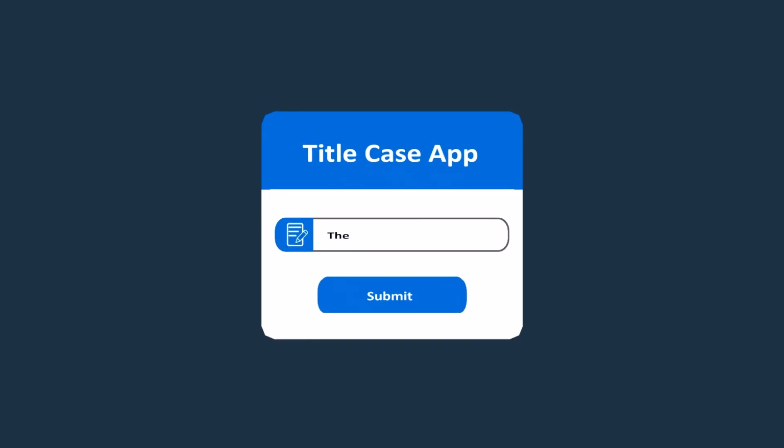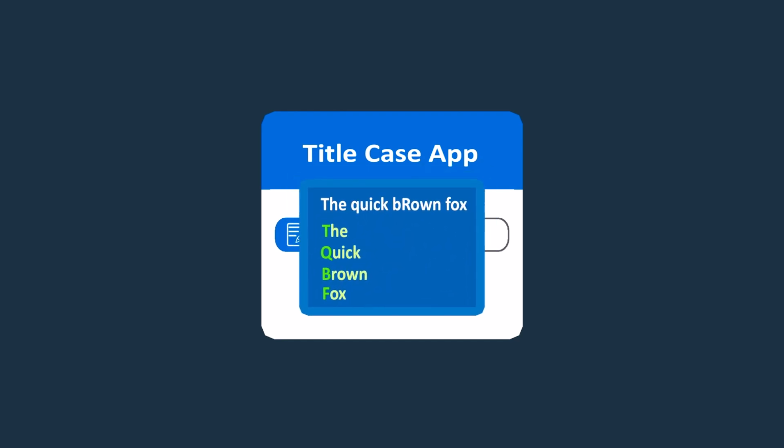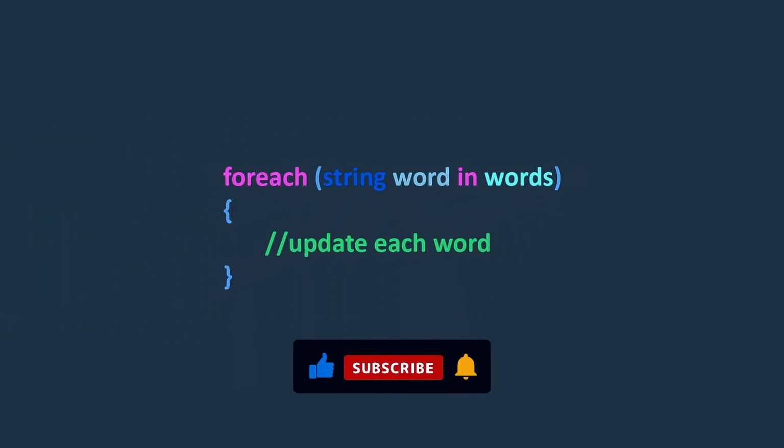Alright, create an application that takes a sentence as input and converts each word of the sentence to title case. In title case, the first character of each word in the string is uppercase and the rest of the characters are lowercase, like this example. Let's give you a couple of hints, so you should be able to figure it out. After splitting each word in the sentence, update them using a for each loop.